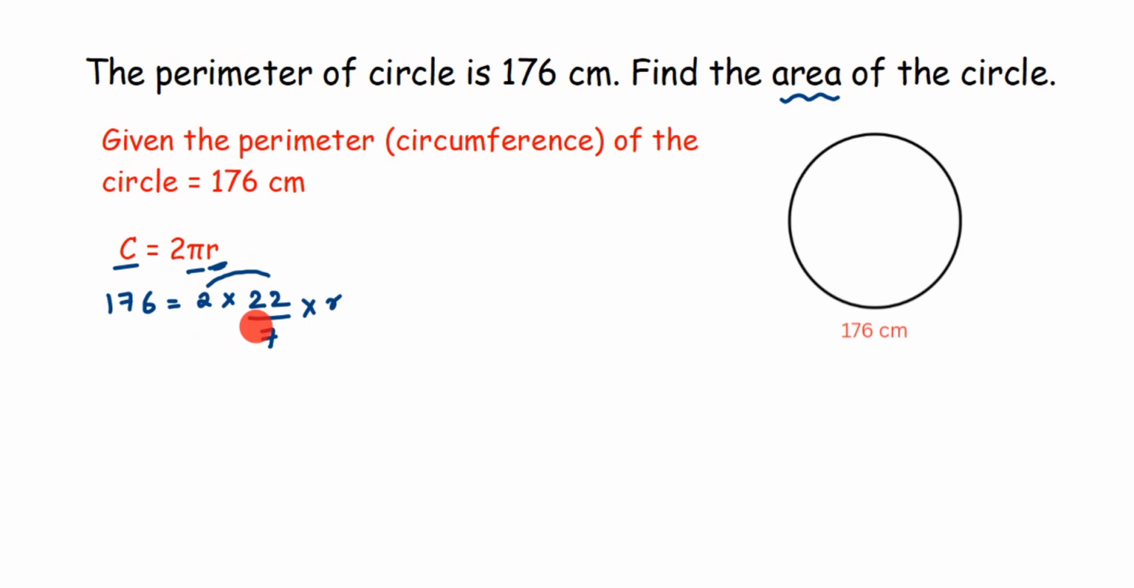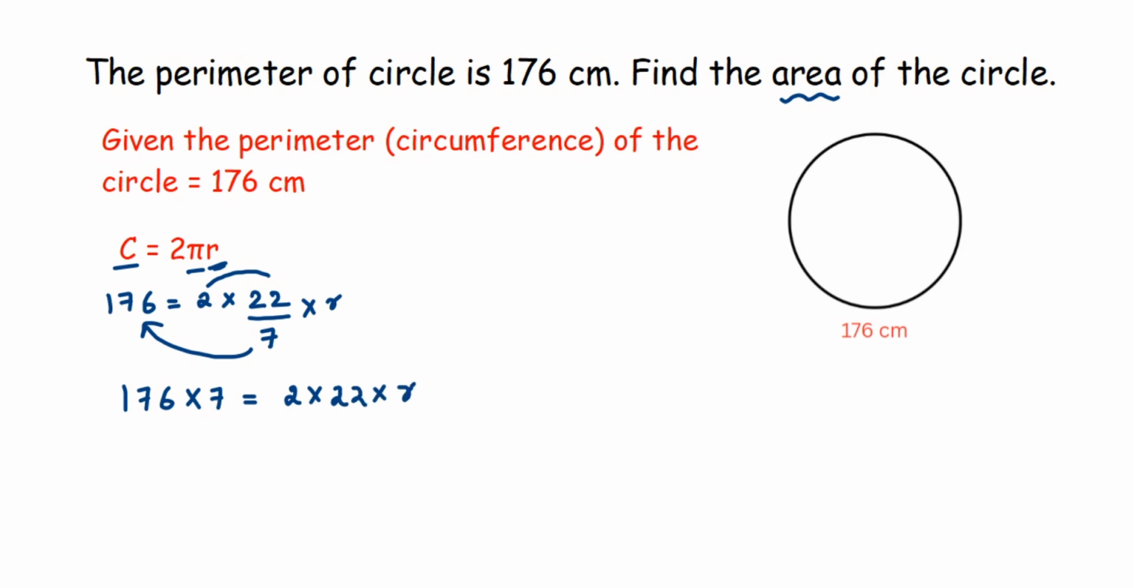Now here we have 7 in the division. We know that if the number is in division and we have to transpose this to the other side, it will get multiplied. So instead of multiplying on both the side, we can just move it here and multiply with 176. So we get 176 multiplied by 7 is equals to, here we have 2 times 22 times r.